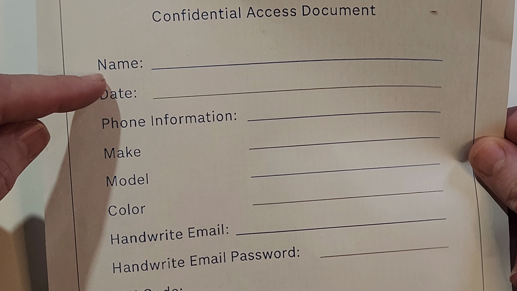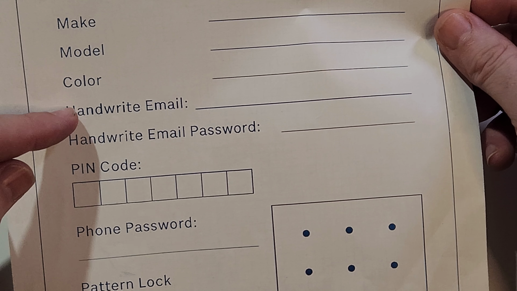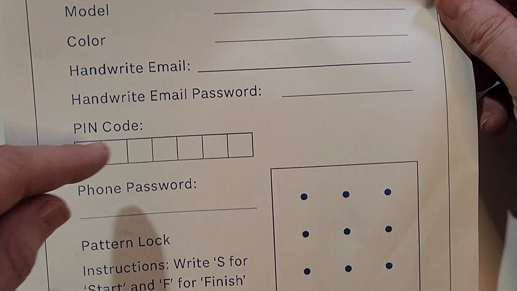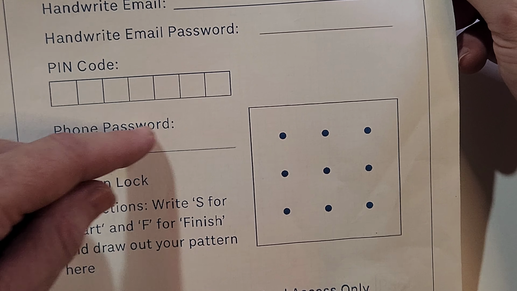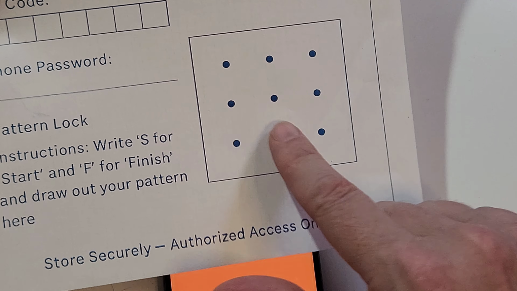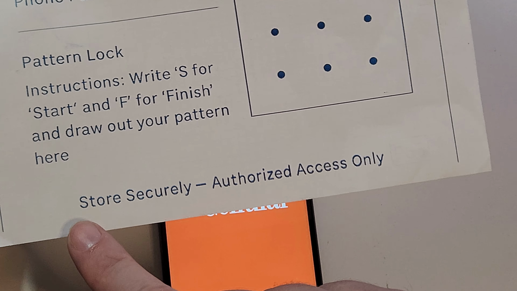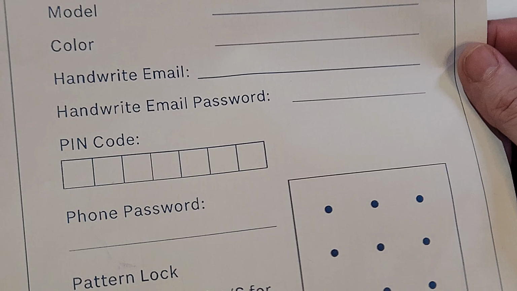Everything. Is it grandma's phone? Is it your kid's phone? Is it your phone? The make, model, color, everything. Write out your email that you log in with your phone, and then if you're a PIN person, write down your PIN. If you're a password person, write down your password. And if you're a pattern person, S for start, F for finish, draw out your pattern, and then the most important part, put this somewhere safe where you can access it in case you or your kids or grandma or grandpa loses their PIN, pattern, or password.